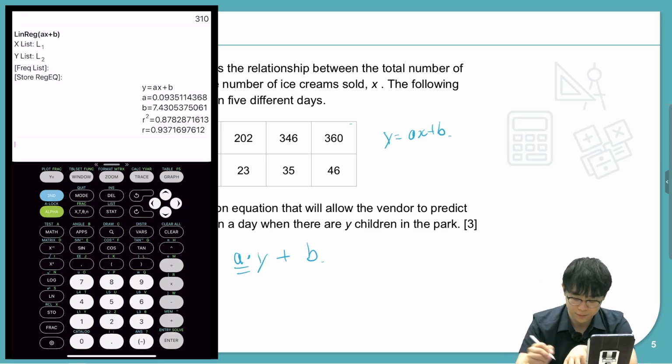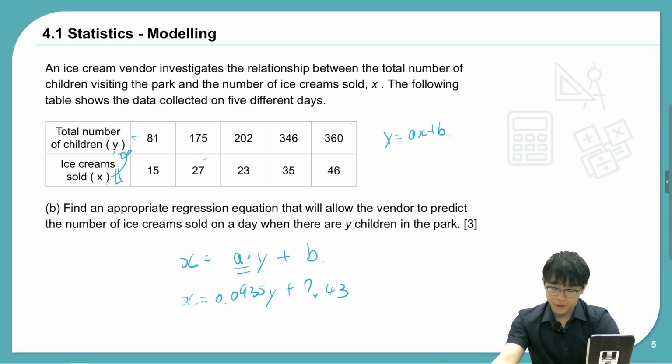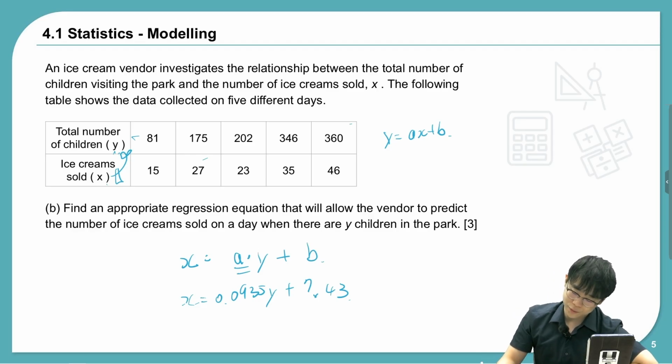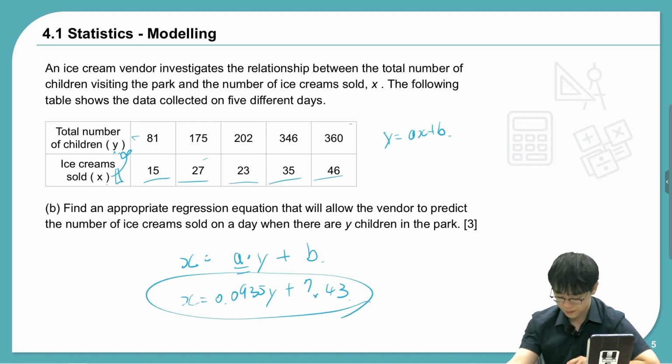That's going to give you x is 0.0935y plus 7.43. If there are 81 children, then you would put y equals 81, and that should give you x, which is the number of ice creams sold. It's not going to exactly match the actual numbers, but this should give you a reasonable prediction.